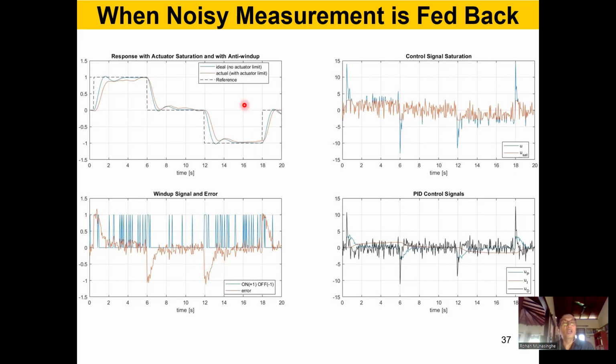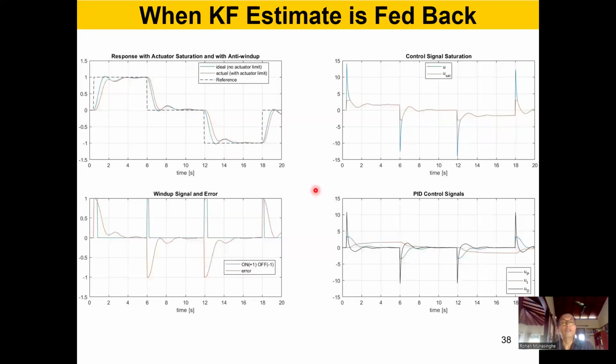Okay, if you can look at the actual, the ideal response. Okay, we may not be able to get the ideal response, but we should be able to get something close to ideal response. But this particular actual response is not close enough to the ideal response. So generally, it's not a satisfactory result. So if you put the Kalman filter in place, this is the result you get.